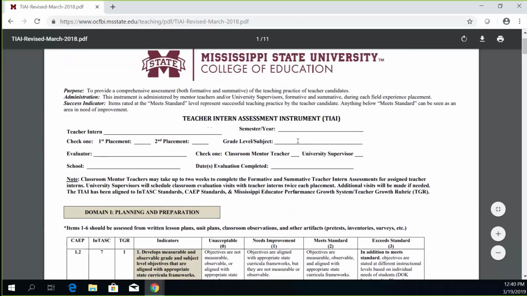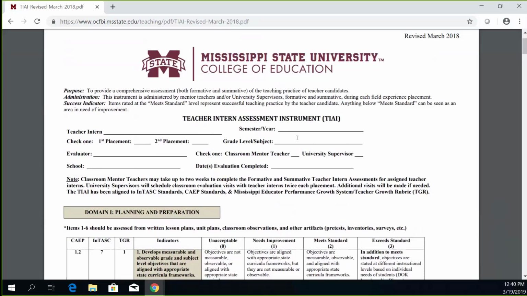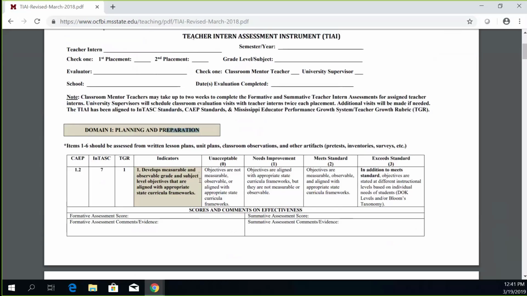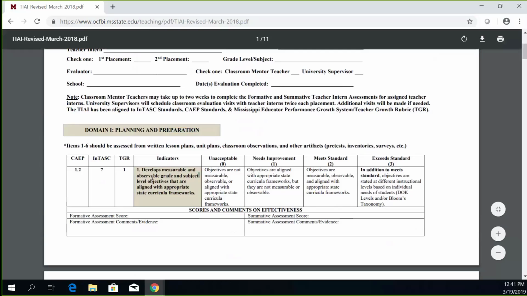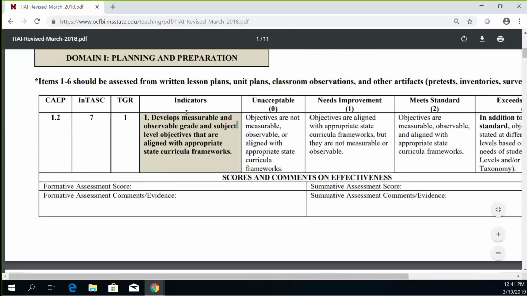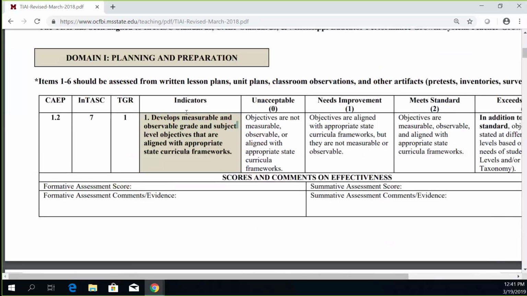All right, so this is the TIAI. When you are a student teacher, you will be observed with the TIAI. Step 1, indicator. Domain 1 is planning and preparation, which is what you've done in this class with your lesson plans. You'll notice right here it says develops measurable and observable grade and subject level objectives. So whenever I go to observe you, I'm going to look to see if your objectives are properly written. That would be exceeds, meets, needs, or unacceptable.